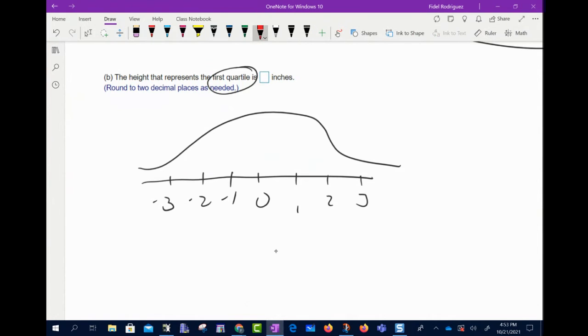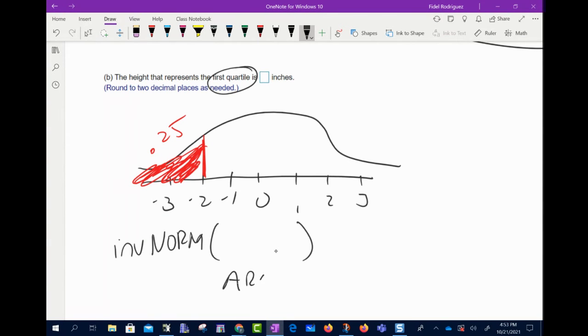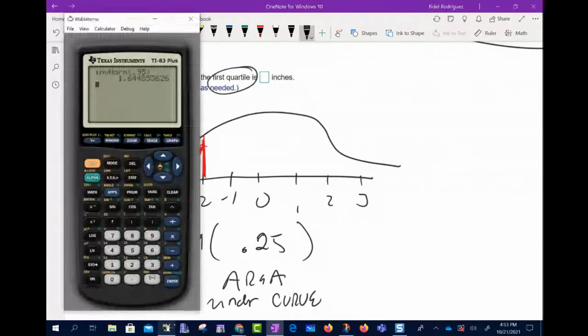Quartiles split the data into quarters, so the first quartile is 25%. There's a value somewhere over here in the first quartile where the area underneath that curve is 0.25. That's why we're talking about the quartile. The way I'm going to do this, y'all, is inverse norm. Remember, the number that I have here is the area under the curve, and the number that we have is 0.25.